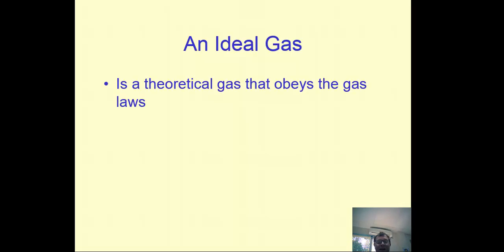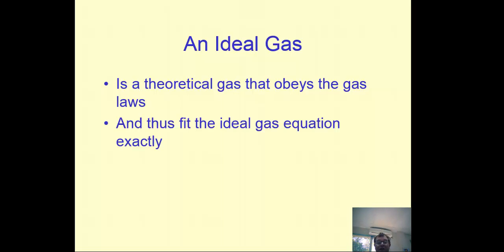So I mentioned how there's a kinetic theory model. I described that, but this only works for an ideal gas. What's an ideal gas? An ideal gas is a gas that theoretically obeys all the gas laws and thus fits the ideal gas equation exactly. So this is the equation of state for an ideal gas exactly.